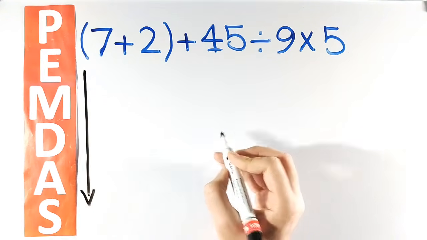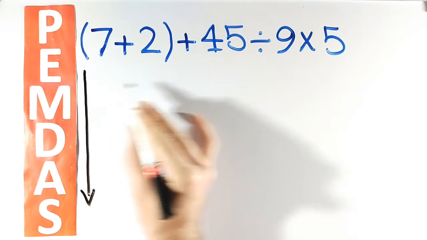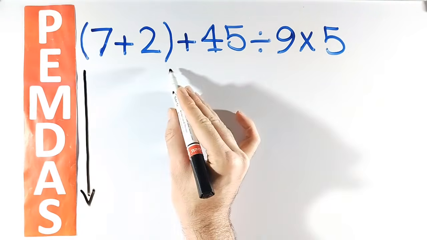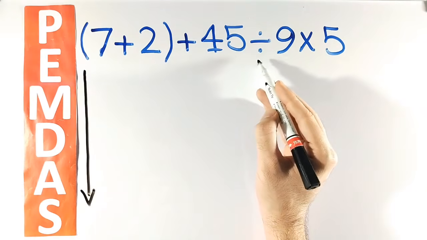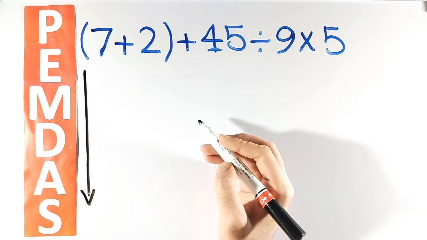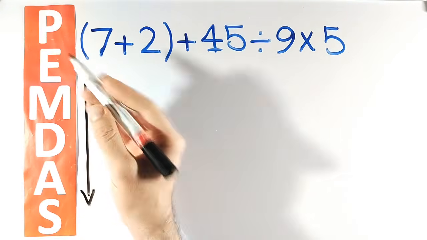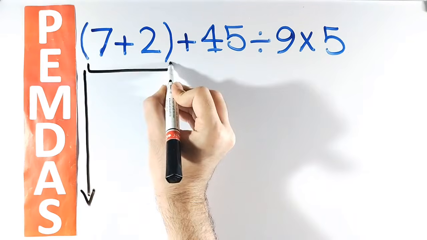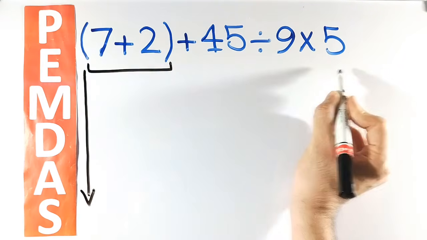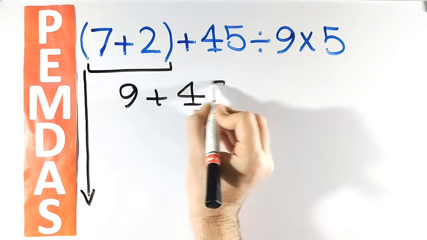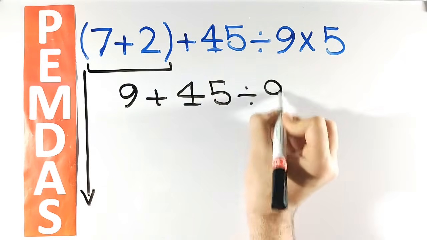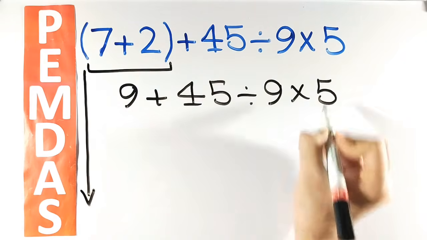to bottom. As you can see on the screen, in this expression, first we have parentheses, then an addition sign, followed by a division, and finally a multiplication. According to the PEMDAS rule, first we go for the expression inside the parentheses, and instead of this expression, we can write 9 plus 45 divided by 9 multiplied by 5.